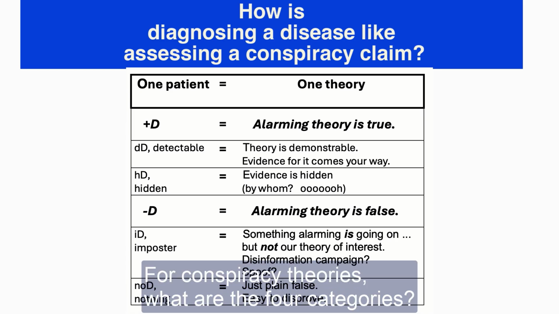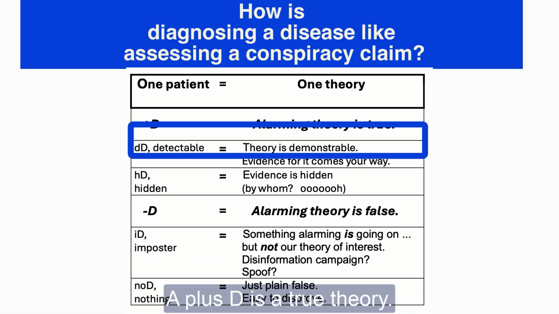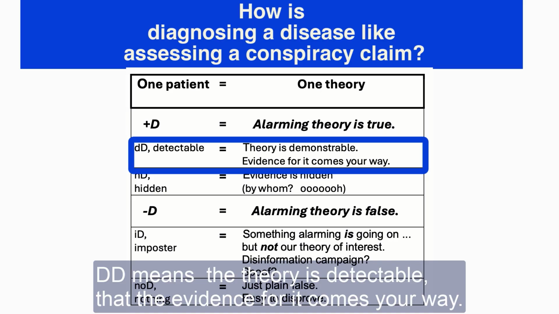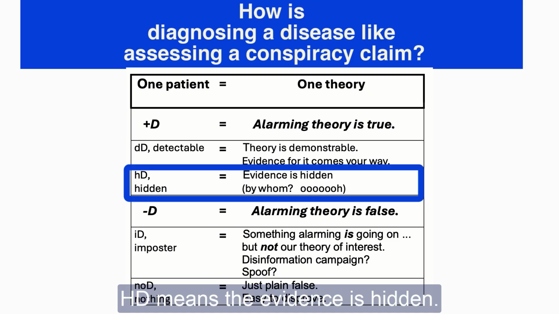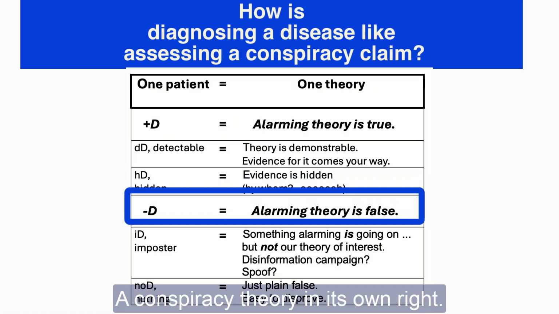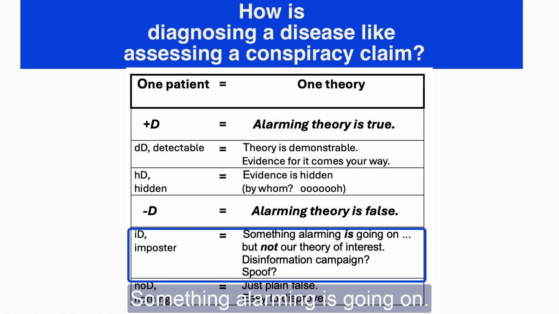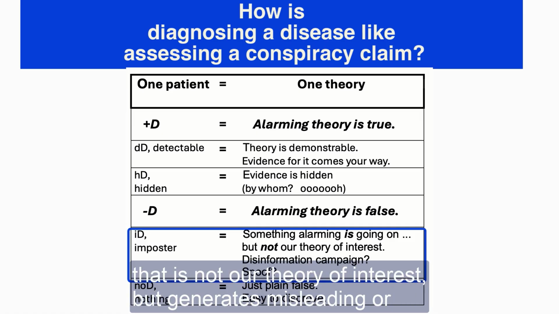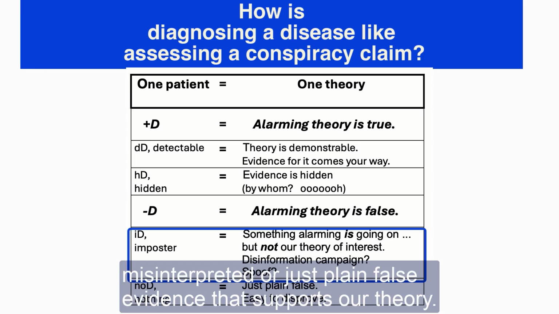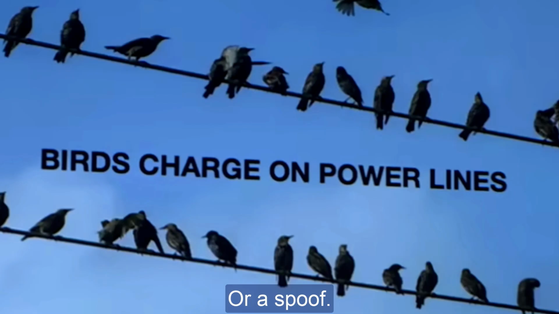For conspiracy theories, what are the four categories? A plus D is a true theory. DD means the theory is detectable, that the evidence for it comes your way. HD means the evidence is hidden. Who's hiding the evidence? A conspiracy theory in its own right. Minus D, of course, means the theory is false. But what is an imposter? Something alarming is going on that is not our theory of interest, but generates misleading or misinterpreted or just plain false evidence that supports our theory. Could be a disinformation operation or a spoof.